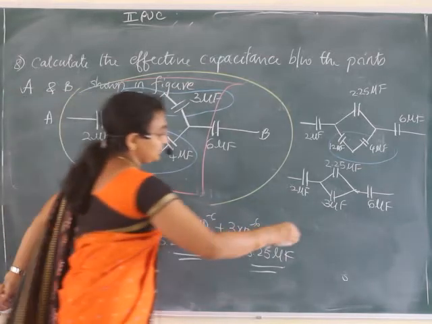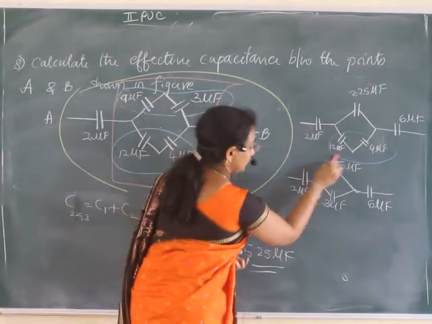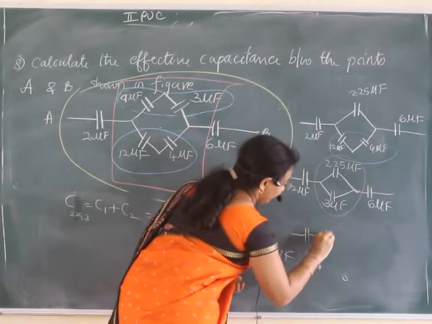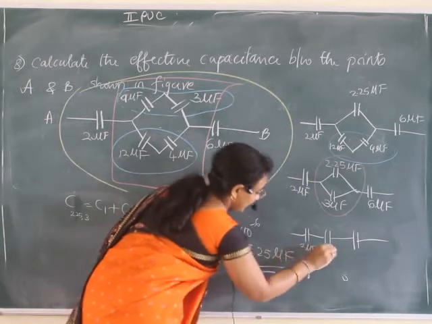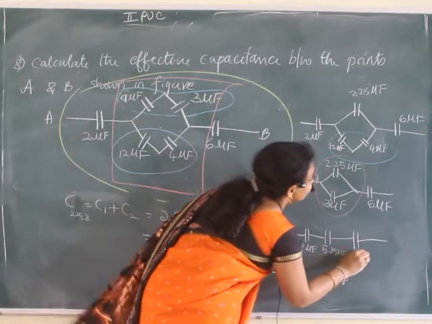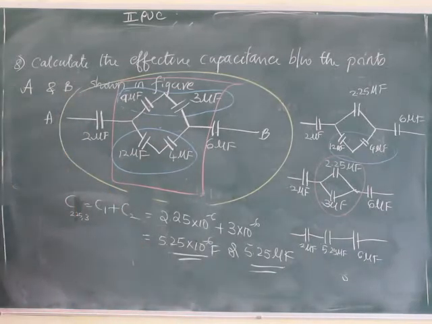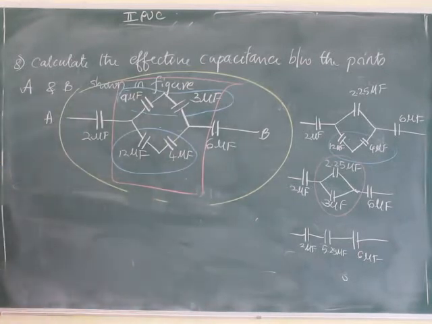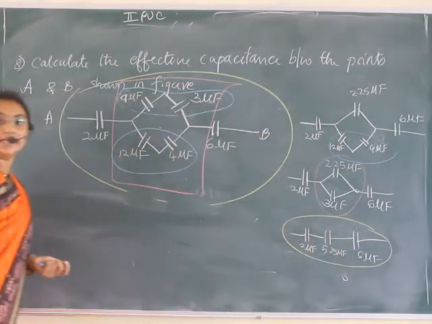What is the next diagram? These two combined now, correct? These two combined. So the diagram is 2, this one and this one now, correct? 2 microfarad. This one is how much? 5.25 microfarad, and this one is 6 microfarad. Correct? Finally, you have to calculate what? All these three. These three are in series. Correct? These three are in series.